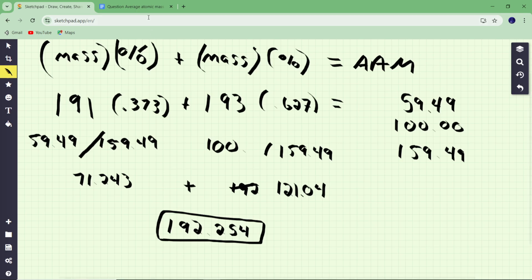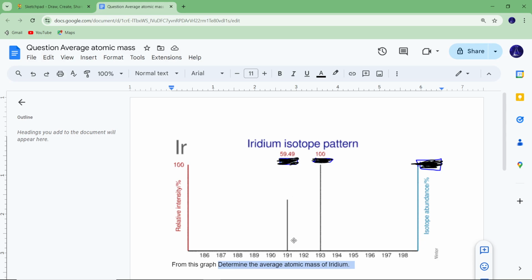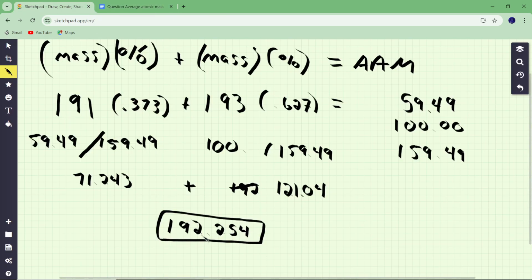Okay, now we're also going to go ahead and take a look to make sure that our answer makes sense. Our two isotopes that we had were 191 and 193, so our answer should be between them. Also, we should notice that we had more of 193. Our answer should be closer to 193. And in this case, our answer of 192.254 is where we would expect it to be. It's closer to 193, and it's between those two numbers.